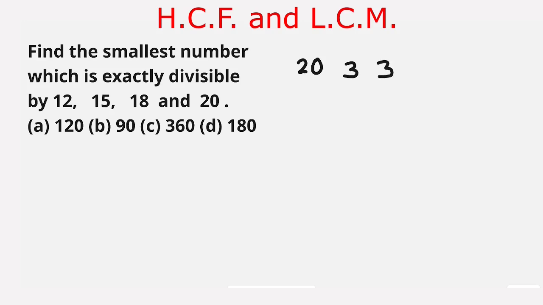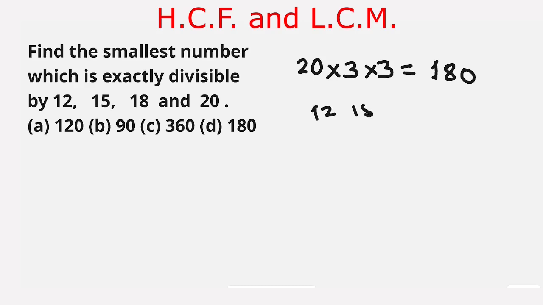Now we have to have the product or multiplication of all these 3 numbers. 20 multiplied by 3 multiplied by 3 is 180, and that is our LCM. I hope you have understood this method of finding LCM. Then also we will find the LCM by regular common division method.